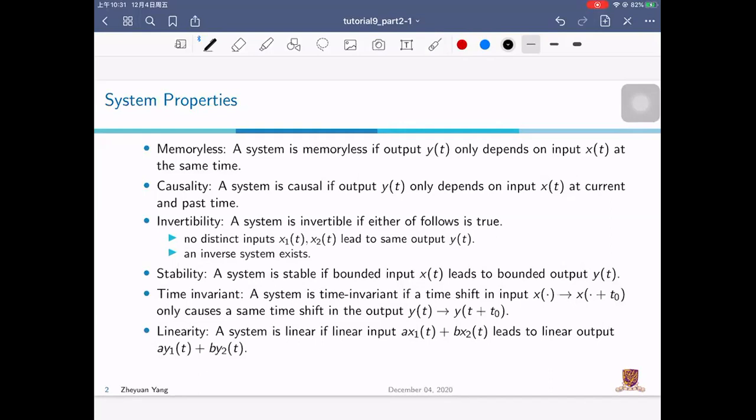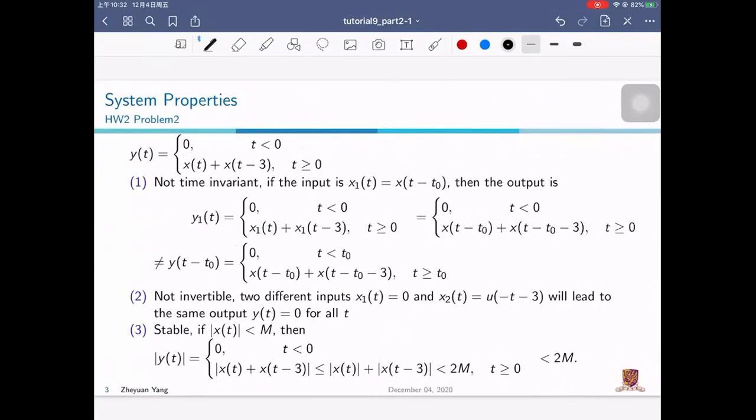Next is the time invariance. A system is time invariant if a time shift in the input, say x of t to x of t plus t0, only causes the same time shift in the output. That means y of t will become y of t plus t0. And the last property is the linearity. A system is linear if the linear input a x1 plus b x2 will lead to a linear output a y1 plus b y2. So we have encountered a problem in homework 2, which is problem 2. It's about the system properties.